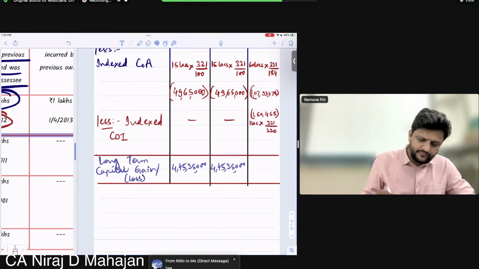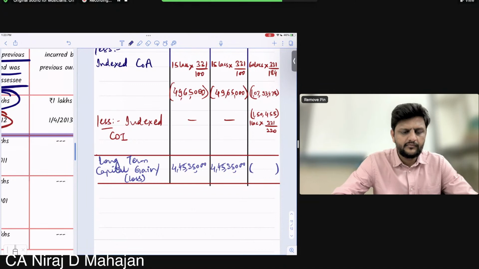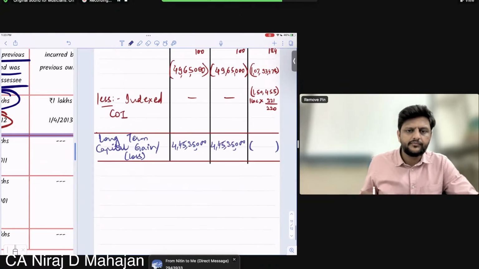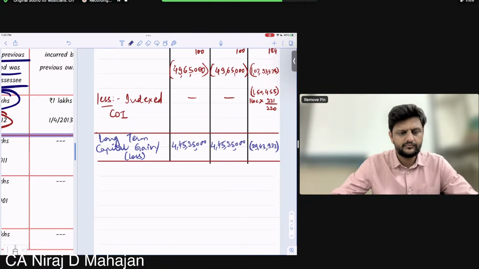The last one bachcho will be loss. Give me loss. 29 lakhs 43,933. Is it right, all of you? Done, all of you. Let's go ahead, everybody.